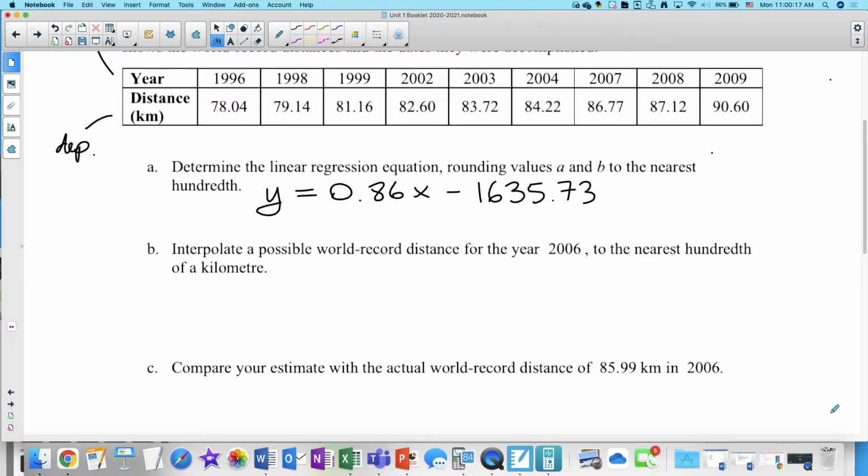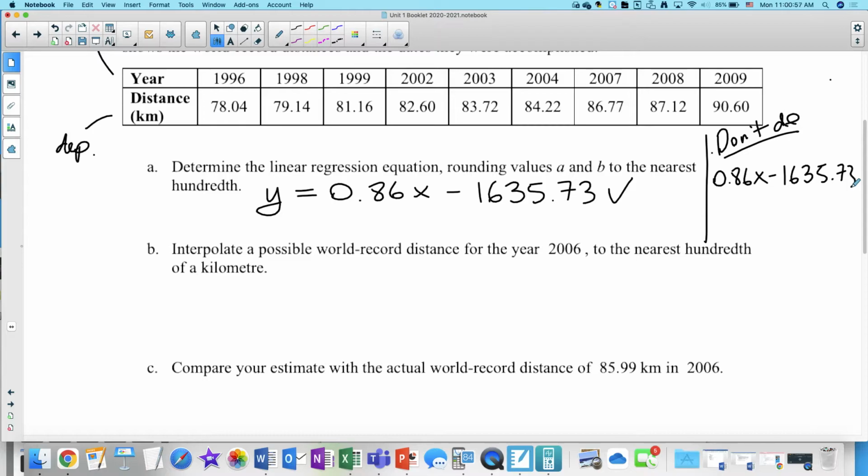Okay, now, some pitfalls. This will get you full marks. Here's what won't get you full marks. So this is good. Okay, don't do this. One thing that I see a lot is just writing 0.86x minus 1,635.73. Okay? This is not an equation. No equal sign. A regression equation should have an equal sign and two variables in it. Okay, this is not an equation.